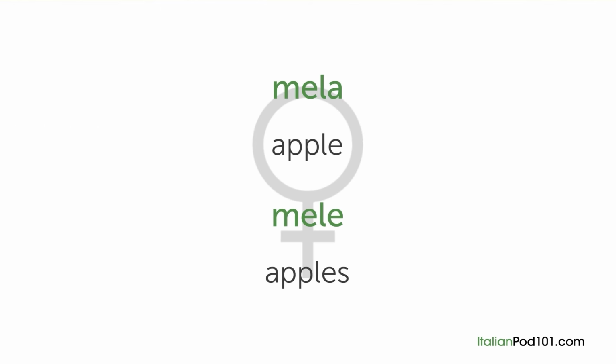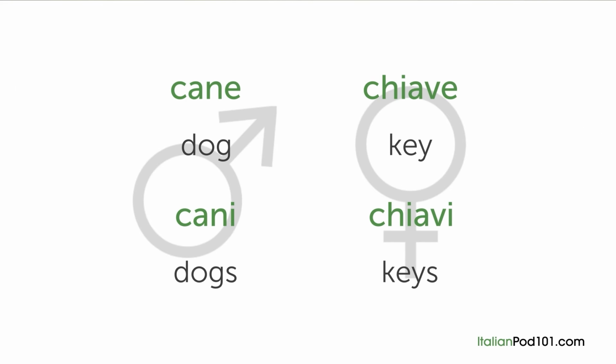Feminine nouns ending in A form the plural by changing the A to E. So, mela, meaning apple, changes to mele when it means apples. Finally, there are also nouns ending in E. Both masculine and feminine nouns that end in E form the plural by changing the final vowel to I. Let's take cane, for example, which means dog, and is masculine. The plural form is cani. Similarly, the plural of chiave, a feminine noun meaning key, is chiavi.